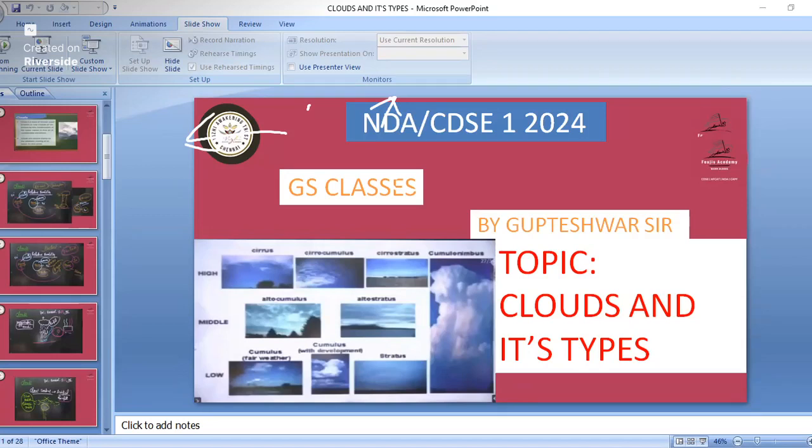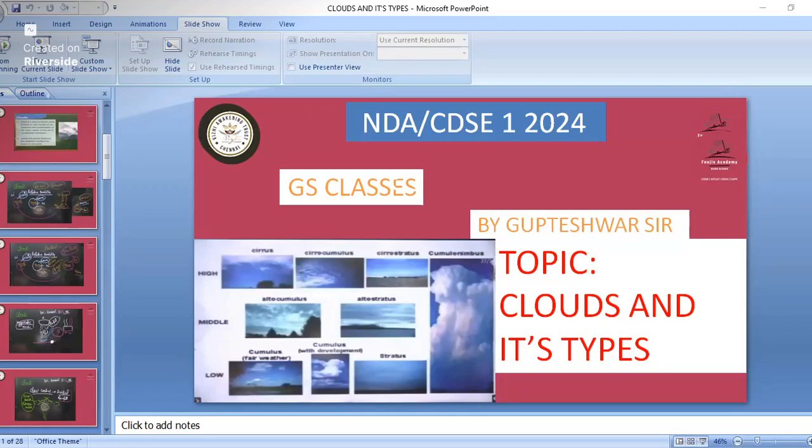Okay. So this is based on the division of shape. Now we'll see about the cirrus clouds. So cirrus clouds means what? These are in the highest. Okay, these are in the highest.